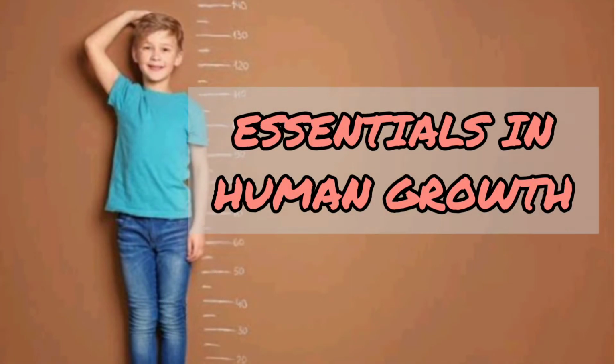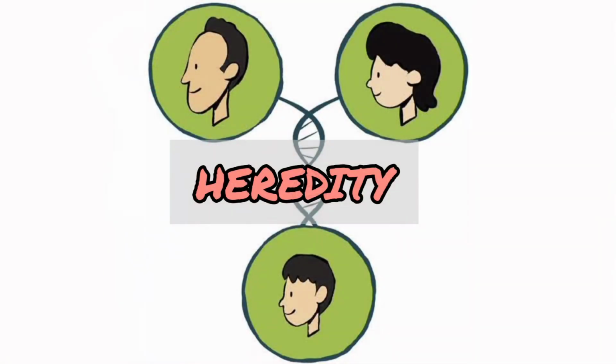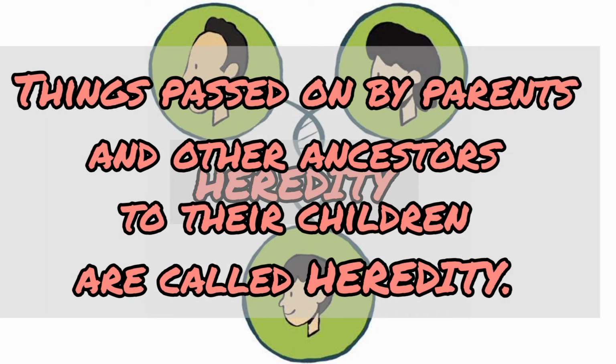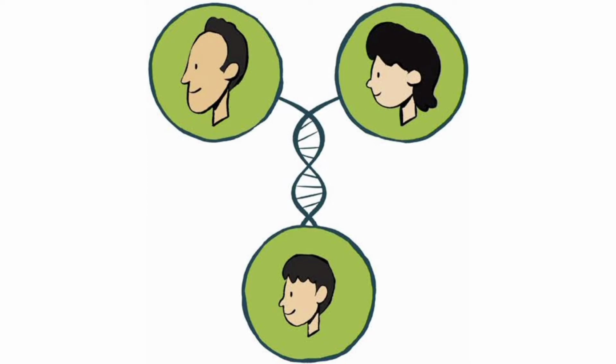Essentials in human growth. Heredity. Things passed on by parents and other ancestors to their children are called heredity. That is why we have differences in height and in color.